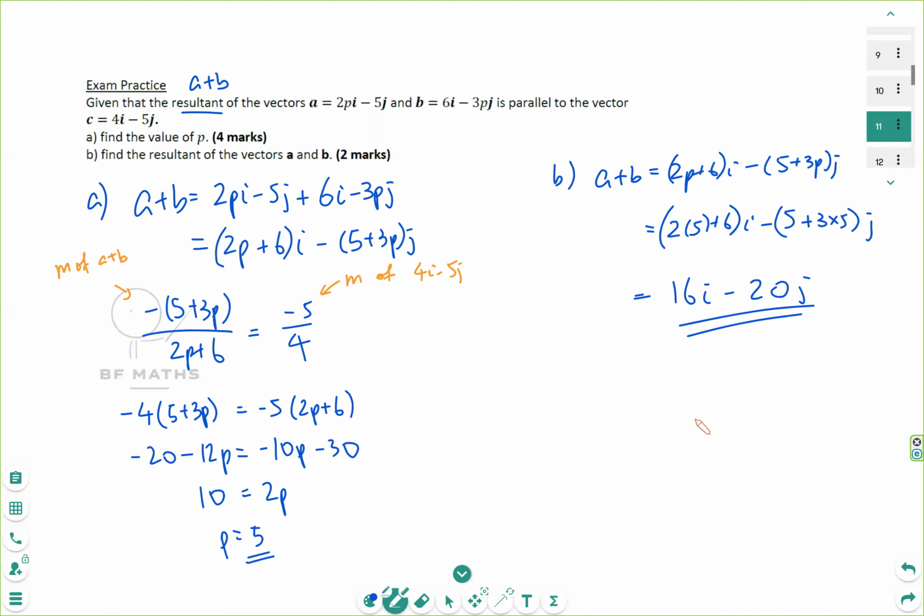Here are the final answers. So a plus b, do the same thing. Simplify it, factorize the i, make it 19i plus 1j, and then do the gradient of a plus b over the gradient of 4i minus 5j, and make them equal. p equals 5. To find the resultant vector a plus b, sub in 5 into here, and you get 16i minus 20j. And I believe that's it for 11.2.